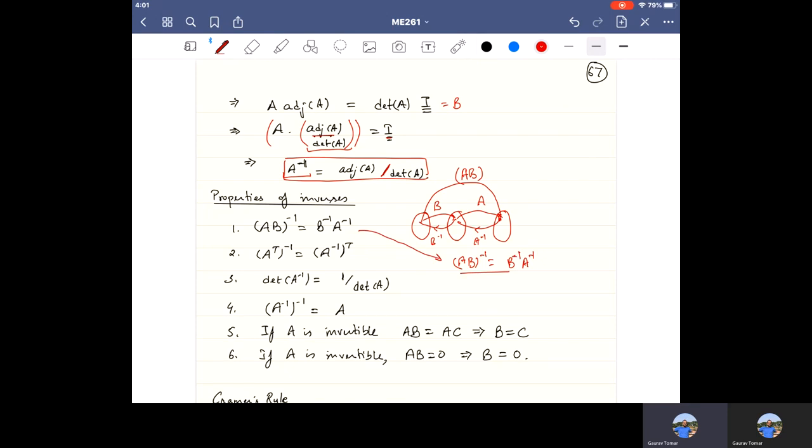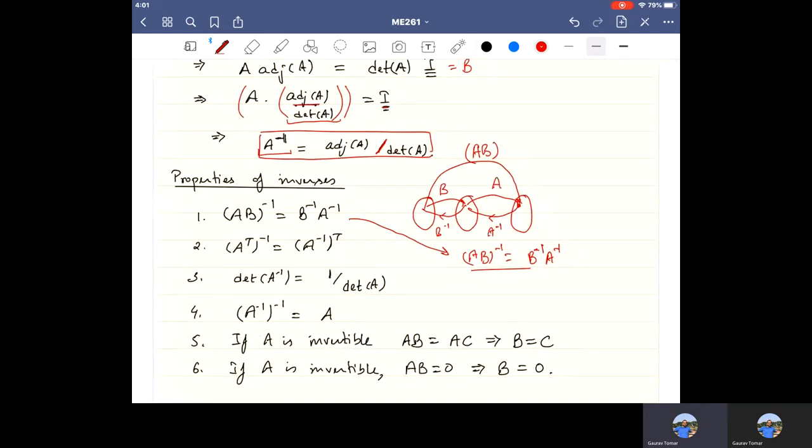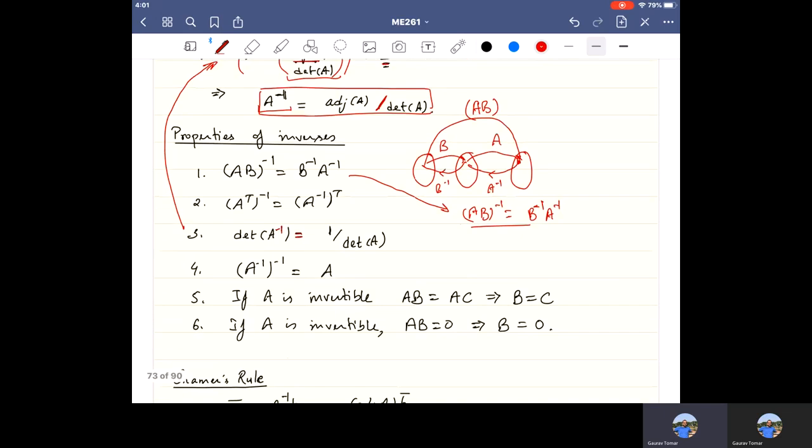Same way, A transpose inverse would be equal to A inverse transpose. Determinant of A inverse is going to be 1 by determinant of A, that you can show using this definition. Inverse of an inverse is essentially getting the same transformation back. And if A is invertible and you're given an equation like AB is equal to AC, then you can say B is essentially A inverse AC, and that would be I into C, which is C. That's clear, you get the C back.